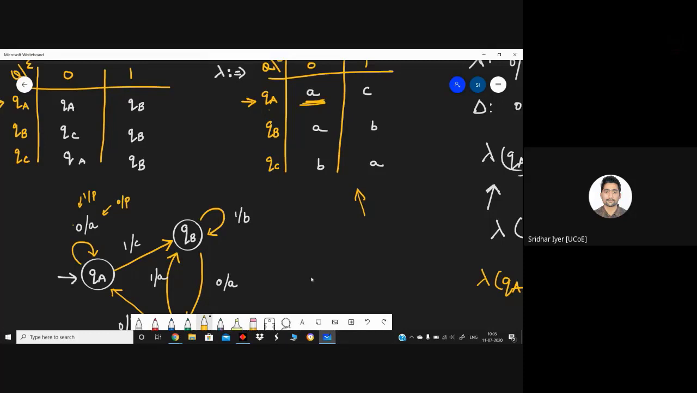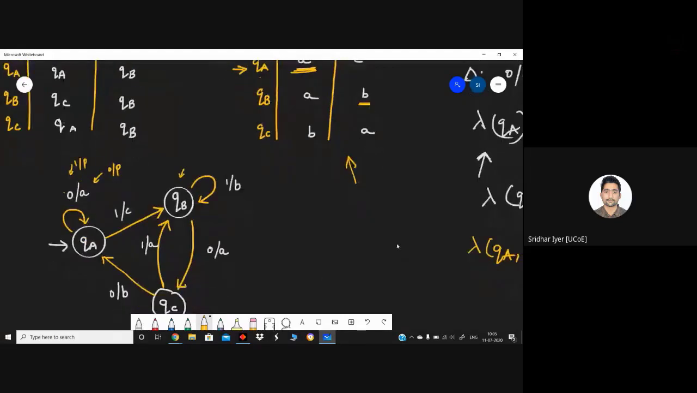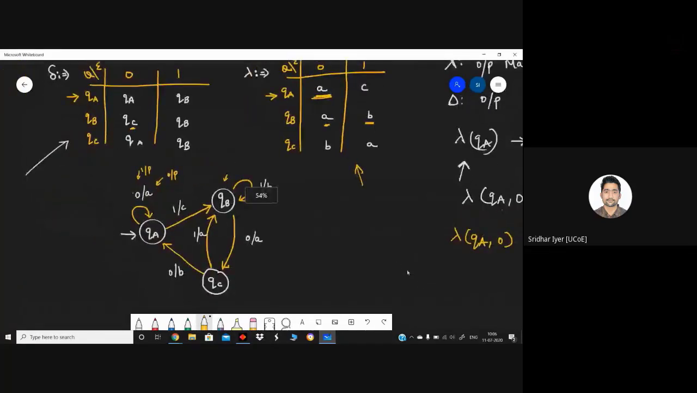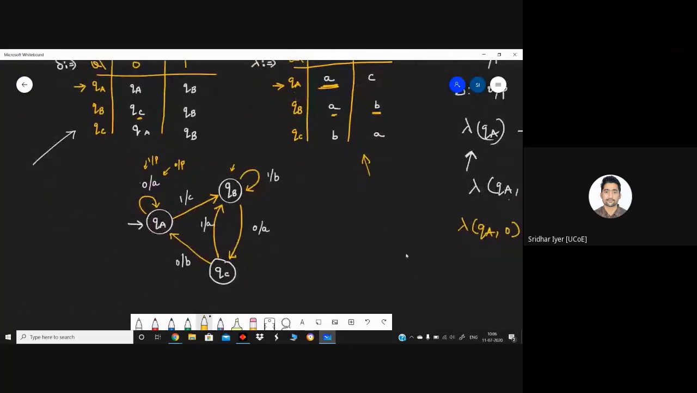Clear? In the same fashion, let's consider QB. QB on input 1 remains in QB only but produces an output small b. Similarly, QB on input a goes to QC. You can check this table over here. It goes to QC and produces an output small a. Clear? This is how the table and the diagram are constructed in the case of a Mealy machine.